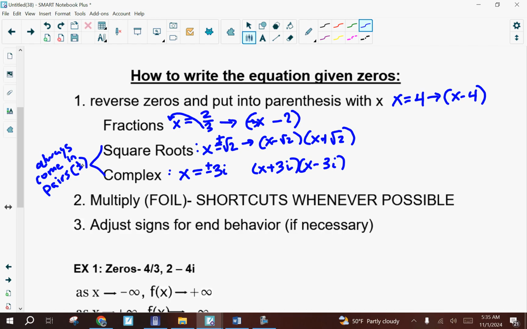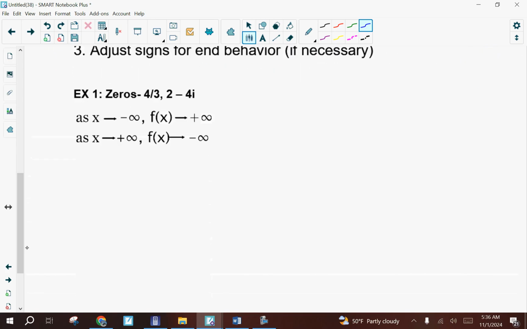Anytime you do the square roots in complex answers, there's going to be some shortcuts that you can use. That's the one where you, let's say you have a plus b and a minus b. That's the one where you just multiply these two and these two together, and then you can continue from there. And then the final thing is you're going to have to adjust the signs for end behavior, and that's only if necessary. Okay, so let's start.